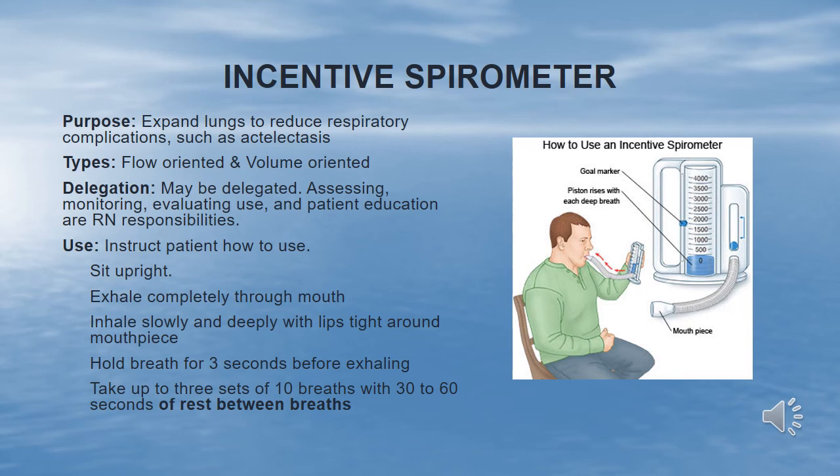To use the incentive spirometer, the patient should sit upright and exhale completely through the mouth. The patient should then inhale slowly and deeply with lips tight around the mouthpiece. The patient should then hold their breath for 3 seconds before exhaling. The ball or bellow should rise with inspiration.